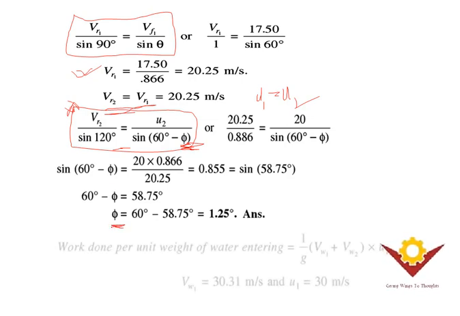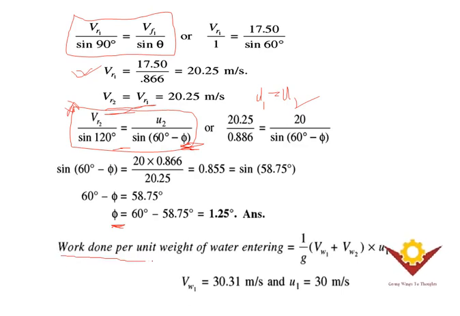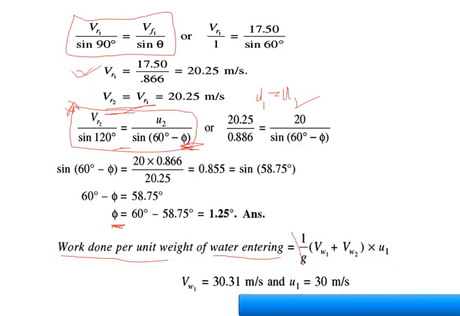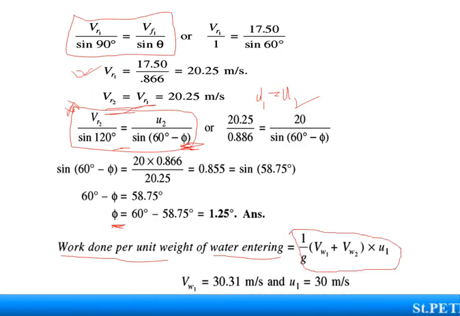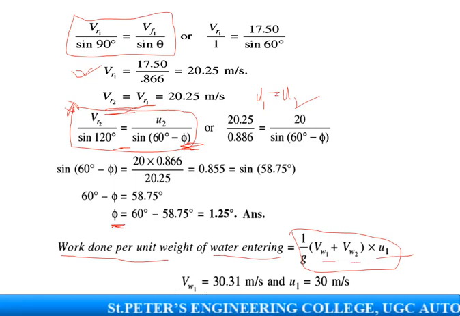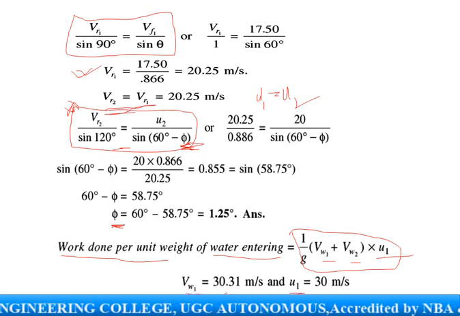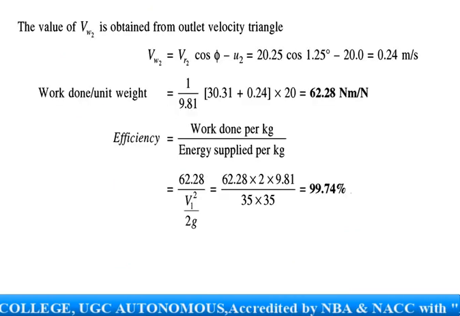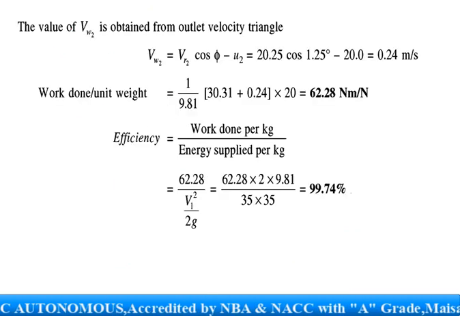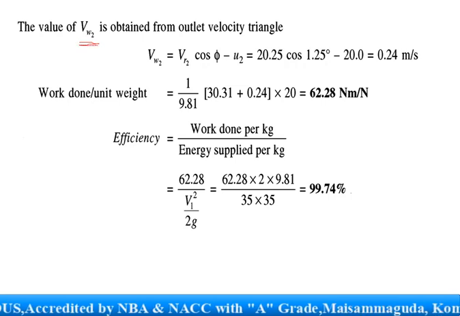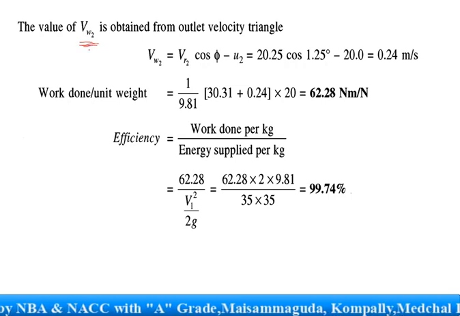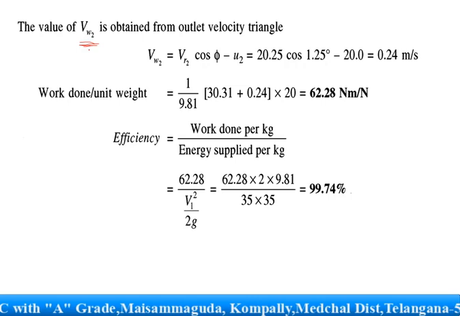Clear? And now the work done per weight of water entering is equal to, see, this is your formula which you already have for the series of vanes: 1 by g into VW1 plus VW2 into U1. You know what VW1 is, which is the wheel velocity, and this is your blade velocity. Now to get this VW2, we'll see the velocity triangles of the figure.